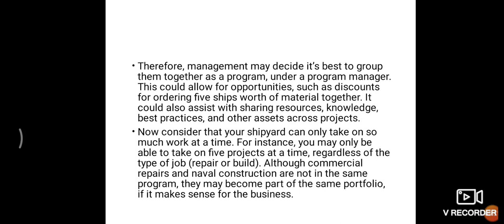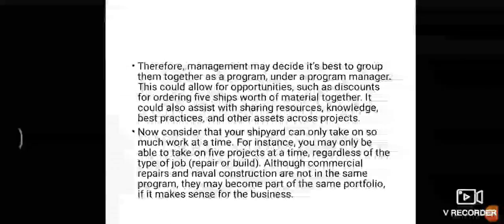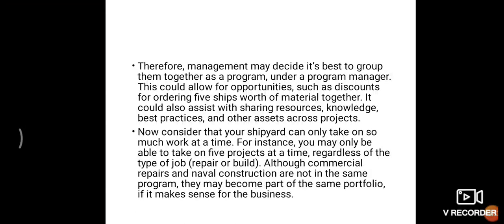So here we have an example. Now consider that your shipyard can only take on so much work at a time. For instance, you may only be able to take on five projects at a time, regardless of the type of job. Although commercial repairs and naval construction are not in the same program, they may become part of the same portfolio if it makes sense for the business. So for the intention of business intelligence, software portfolio management is also used.